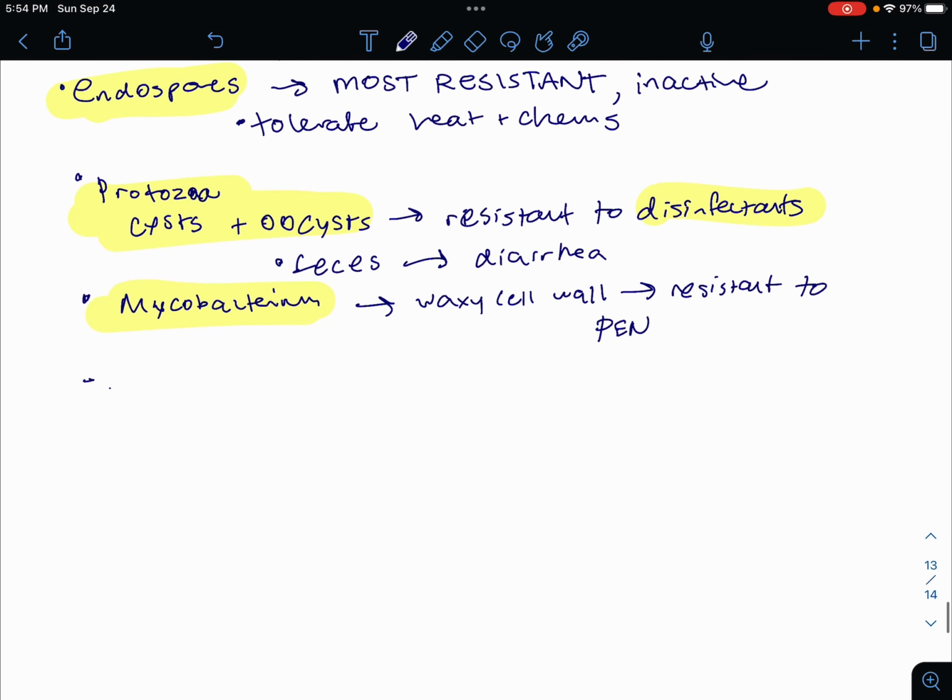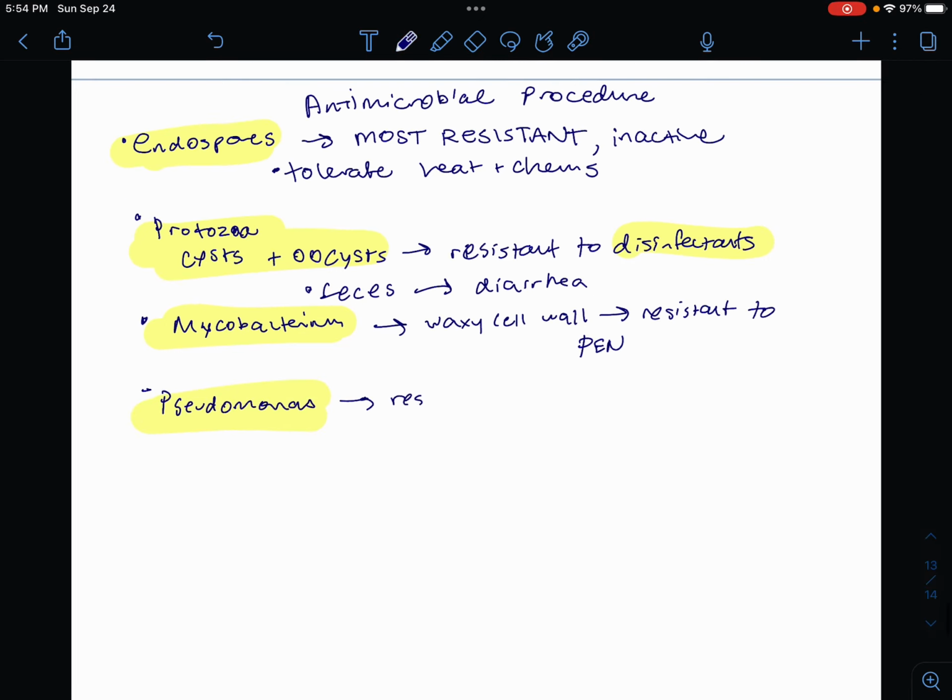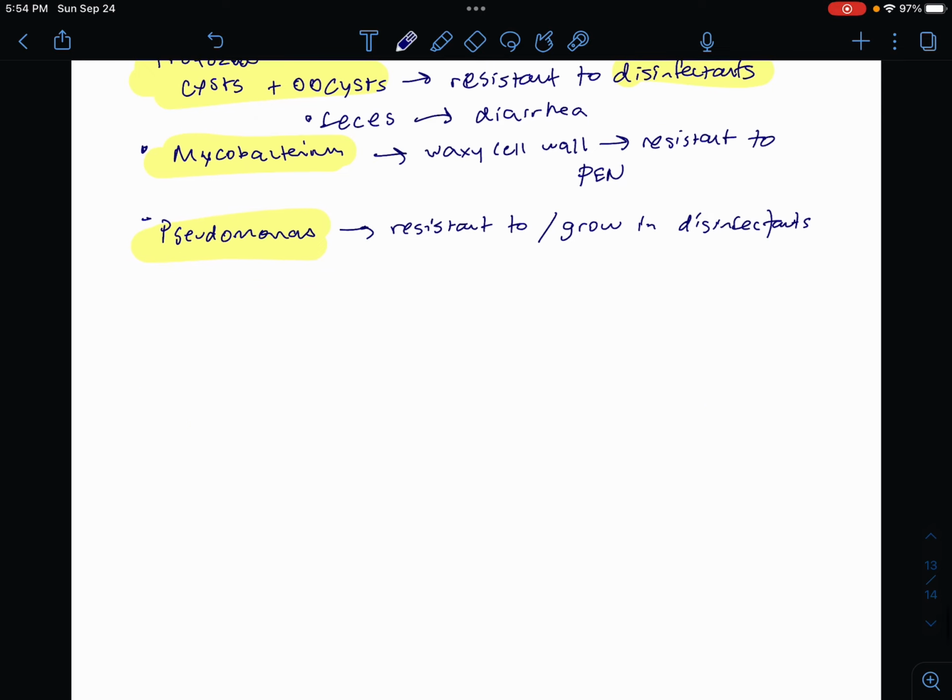We also have Pseudomonas. We've dealt with this bacteria recently in the lab portion of class. They are resistant to, as well as they could also grow in, some disinfectants. So they're kind of like the diarrhea bacteria, where it can grow in chlorine, but the Pseudomonas have the same thing.